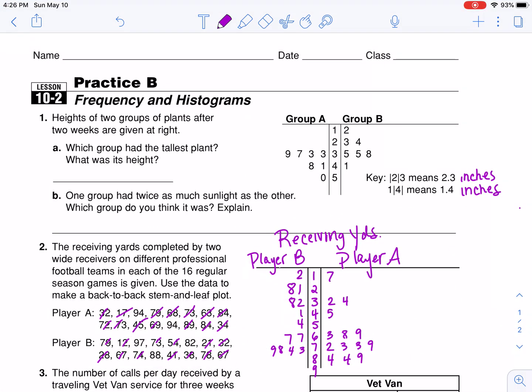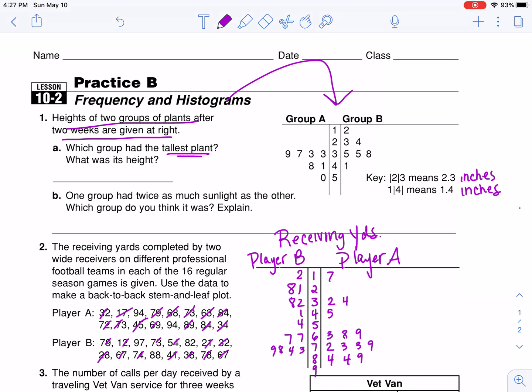Hello, we're going to take a look at 10.2 practice B on frequency and histograms. So if we take a look at number 1, heights of two groups of plants after 2 weeks are given at the right in this back-to-back stem and leaf plot. Which group had the tallest plant, and then what was its height?